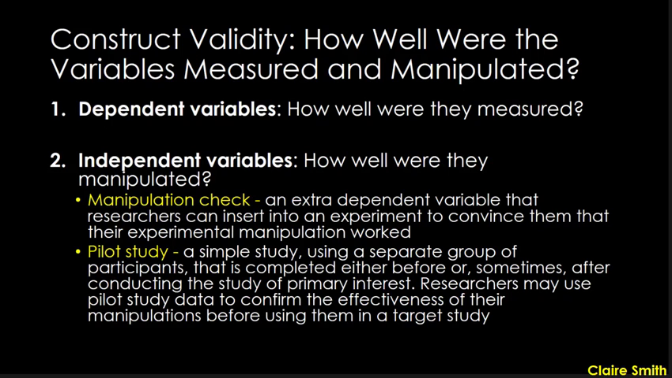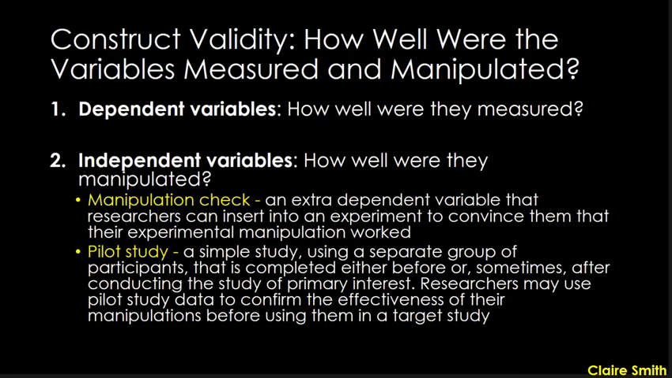So let's see, my example, I forget the example. Oh, shoot. Let's think. Manipulation check. Hold on.